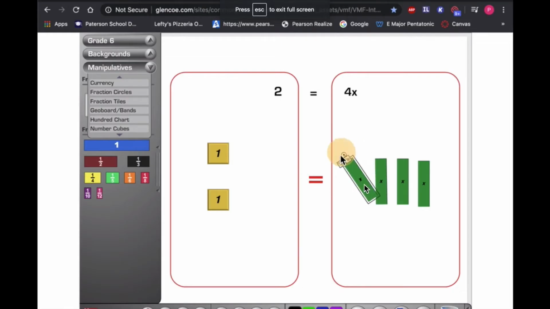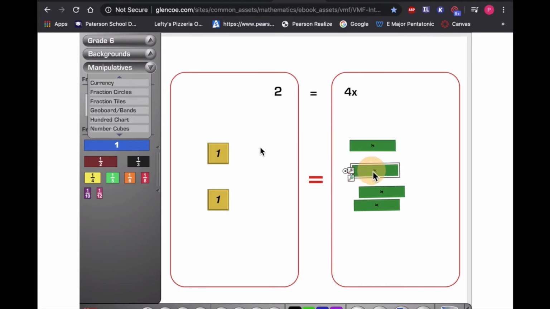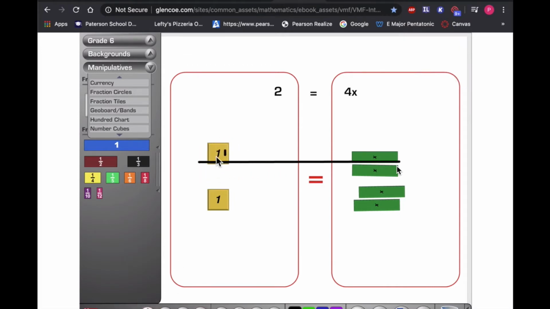Okay, so now I have 4 x's, and I'm dividing it by 4. Now the tricky part is that I only have 2 ones over here. So that means I have more x's in each group. So how many ones will fit? Well, basically what ends up happening is that when I go to group these, the 1 is going to be divided in half, as you can see there.